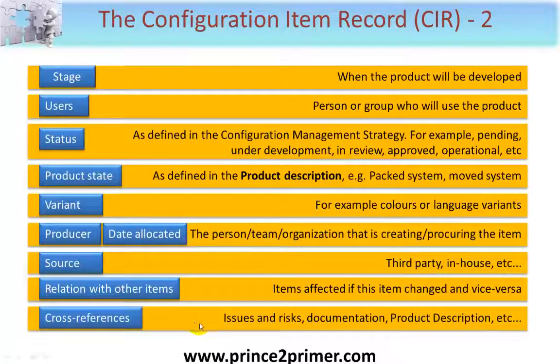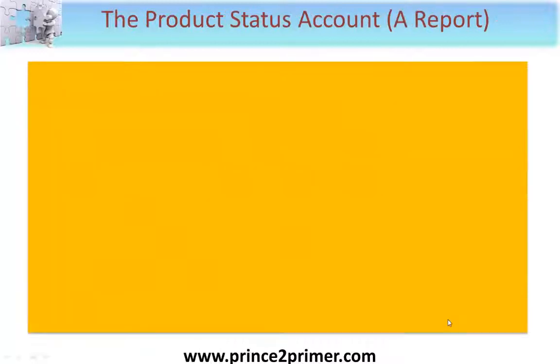Cross-references. This points to any issues or risks that cause changes or impacts in some way to this particular product. Any other documentation that's relevant. It may, for example, be specification documents, its product description, and so on. Now I want to cover the product status account.